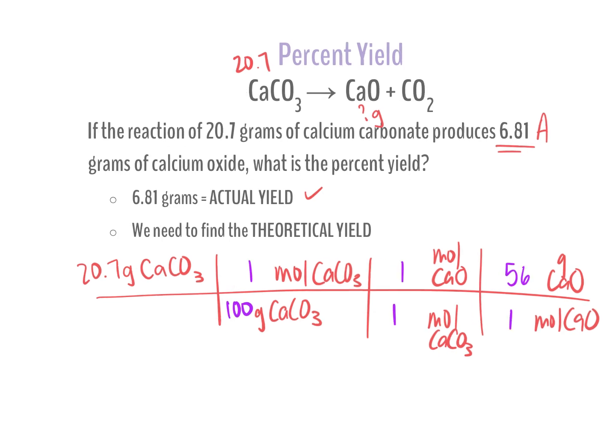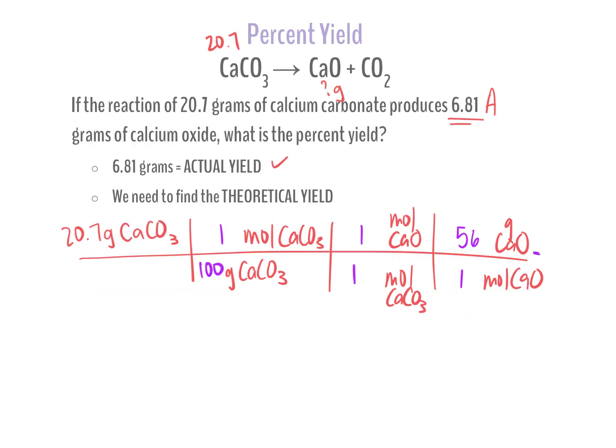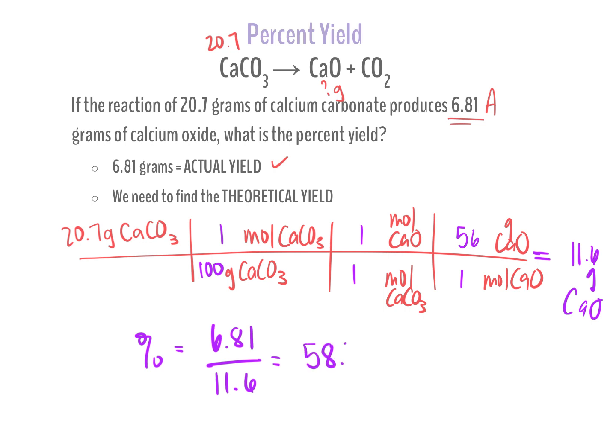Okay, ready? Yeah, it's grams of calcium oxide. Grams of CaO. Now I'm looking to find my percent yield, so I'll take actual divided by theoretical. We're looking for a percent. So that gives me 58.7%, roughly.